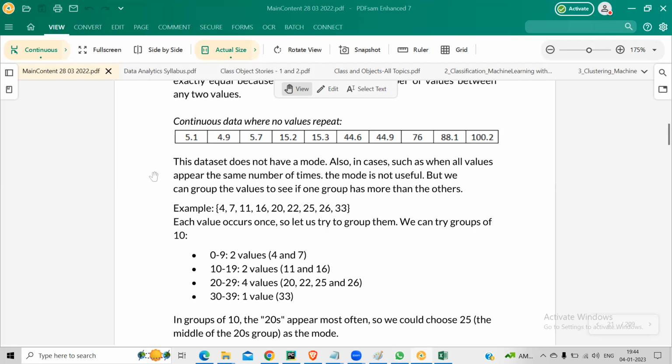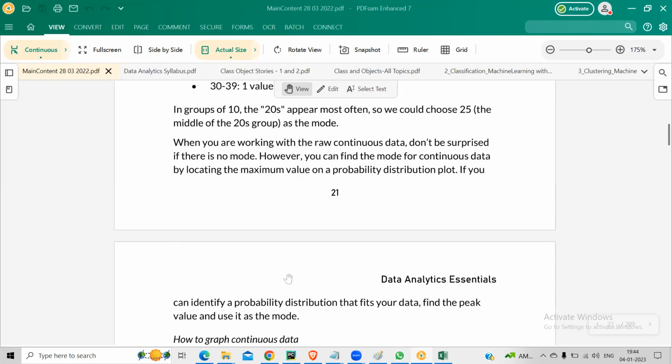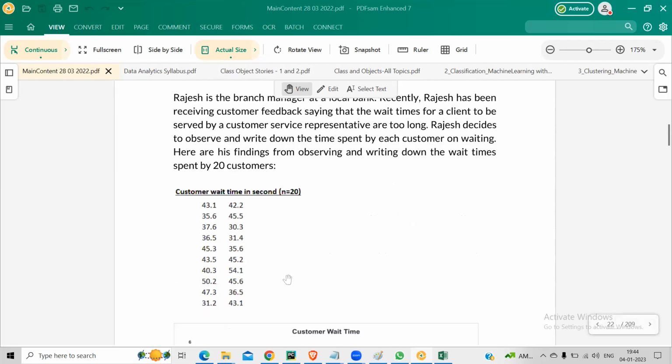Now if marks were possible in decimals, let's say 50.1, 50.2, 50.3, then you have to take 50 to 51 as one group, 51 to 52 as one group. And then you say, okay, between 50 and 51 we have 50 people, 60 to 61 you have 30 people. That's how you create the groups, and then you plot and perform the analysis.